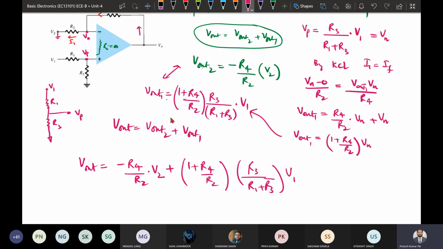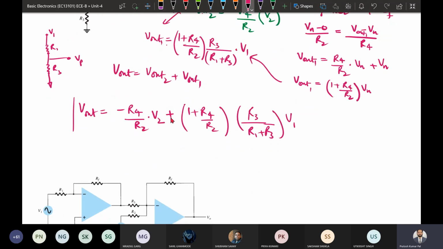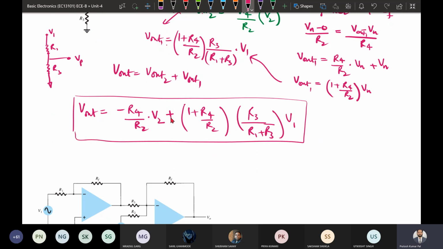So from there we can see that in the V output that we are getting, V2 is negative and V1 is positive. So it is a V1 minus V2 type of relation, but there are some coefficients. These coefficients are in terms of resistance. So by putting different values of resistance R1, R3, R2, R4, we can get the exact V1 minus V2 type of relation.